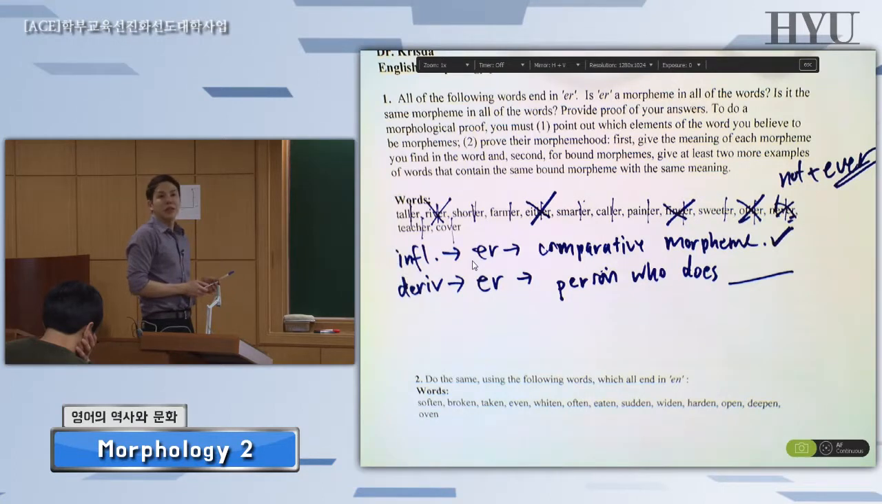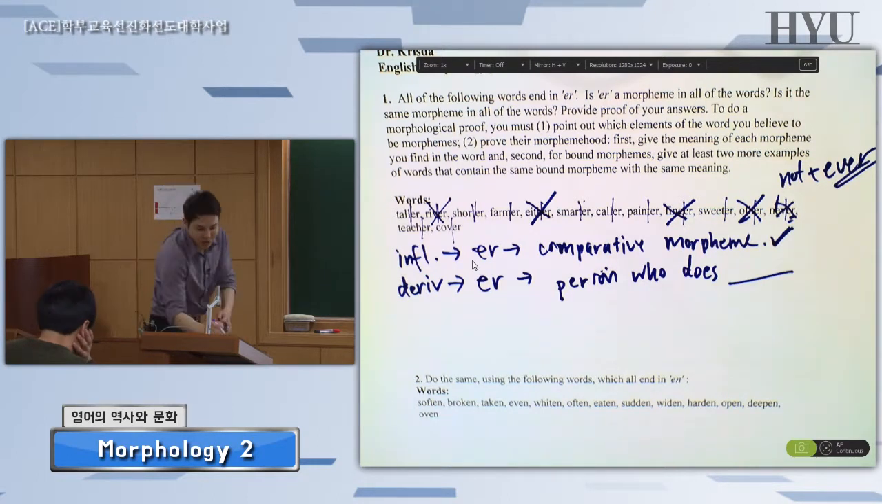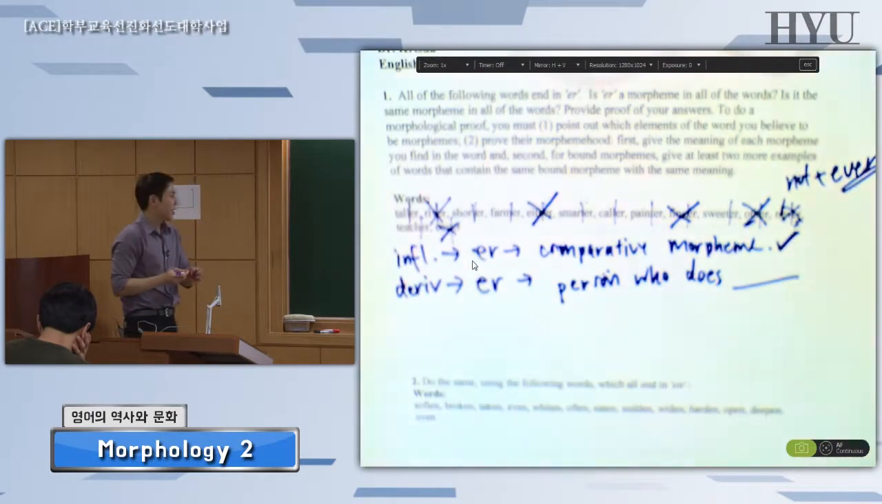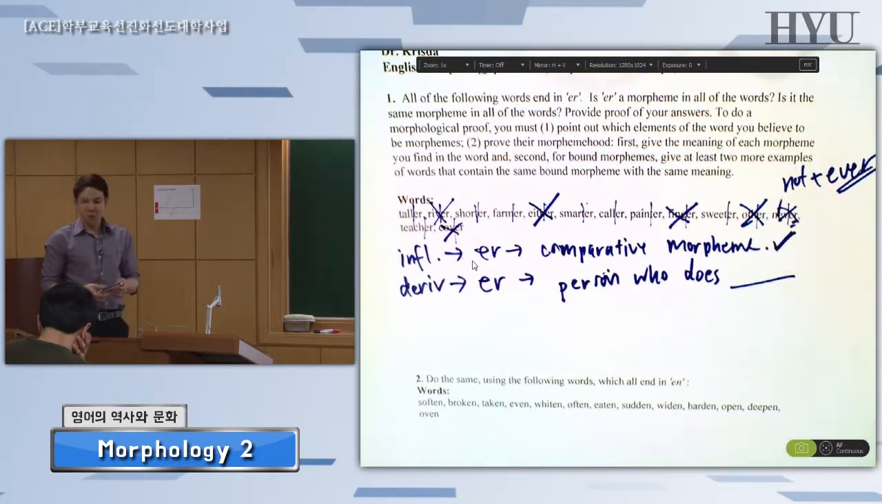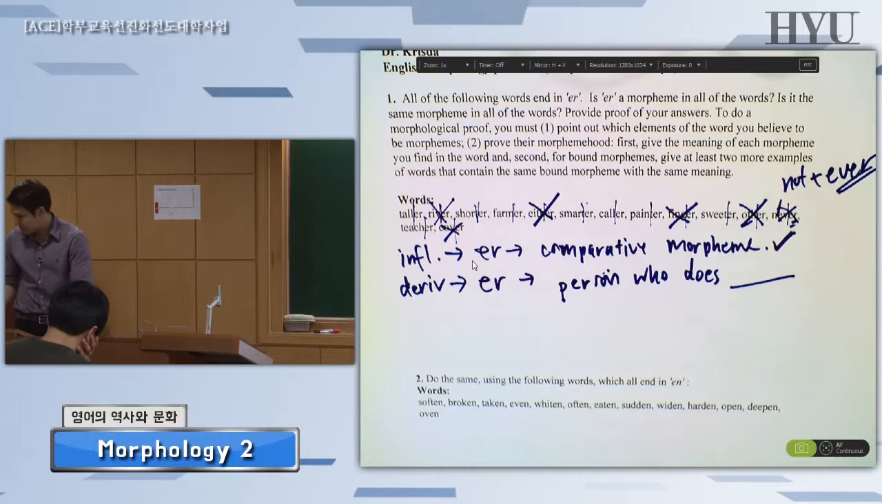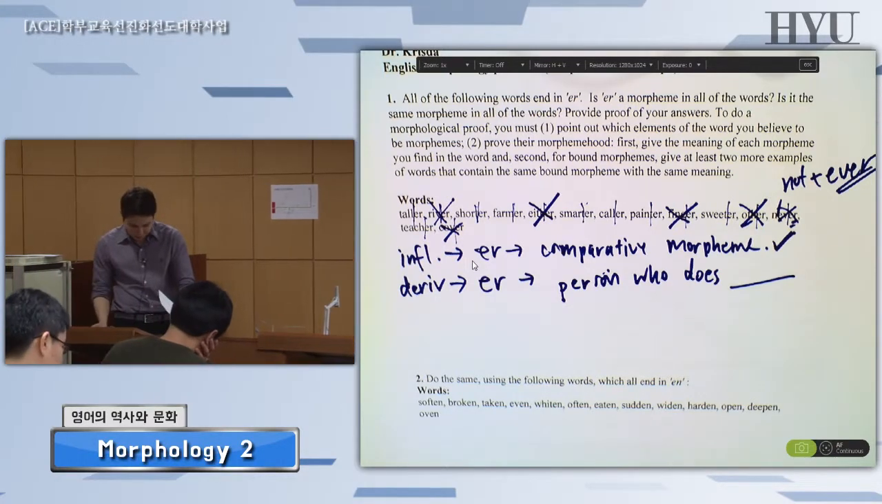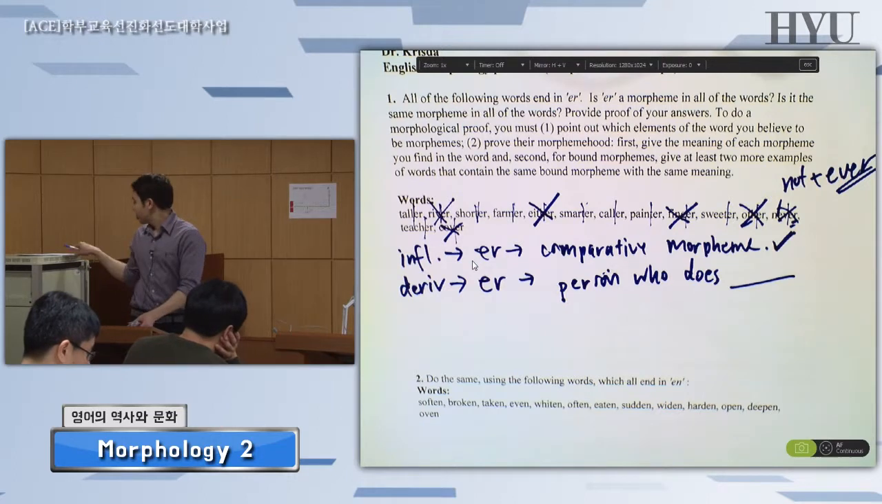Teacher, a person who teaches, yes, -er has a meaning, which is a derivational suffix. Finally, cover. No, there's no morpheme like cov plus -er. So this one is not. Okay? So this is how we will differentiate between morphemes.